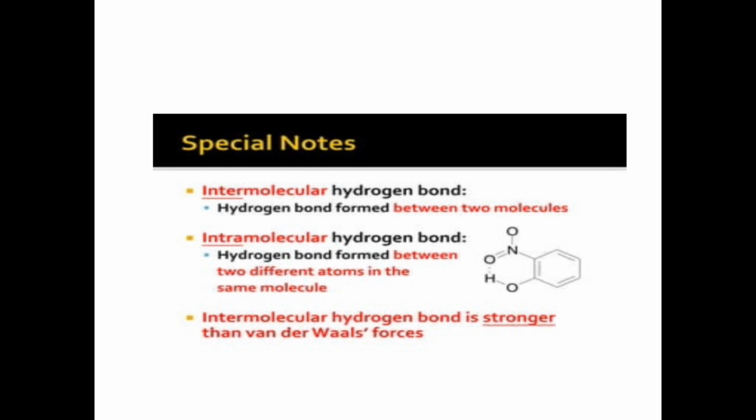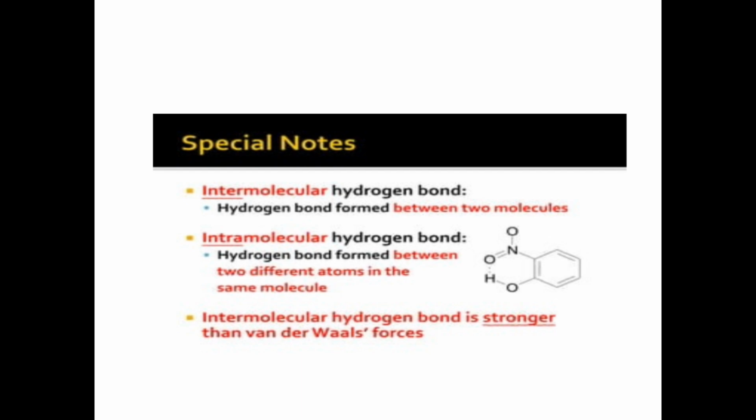Okay, so let's look at another piece of information that is very important. We usually have what is called the intermolecular hydrogen bond, which is a hydrogen bond formed between two molecules. And then we have the intramolecular hydrogen bond, which is a hydrogen bond formed between two different atoms in the same molecule. Please take note of that. And also note that the intermolecular hydrogen bond is stronger than van der Waals forces.